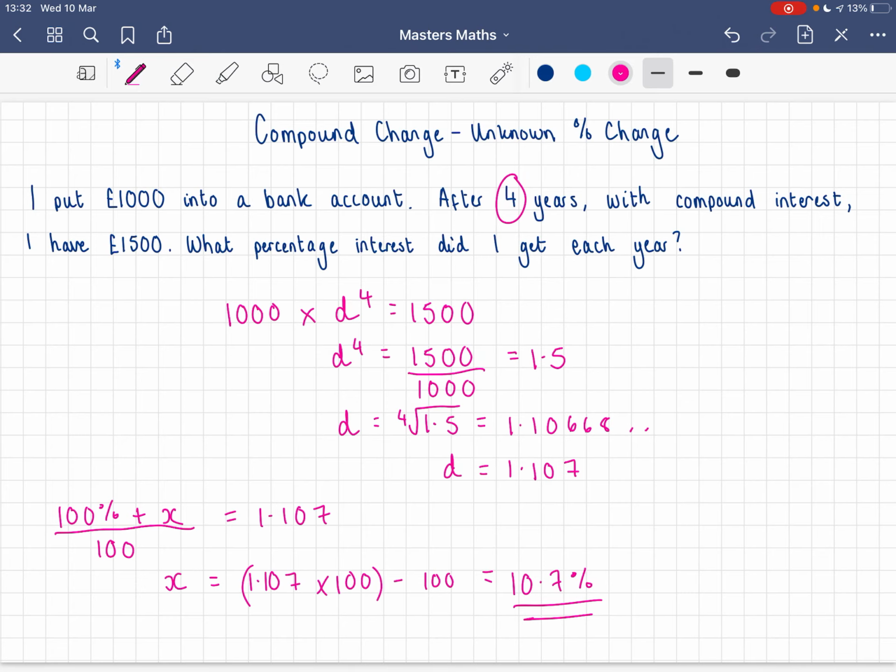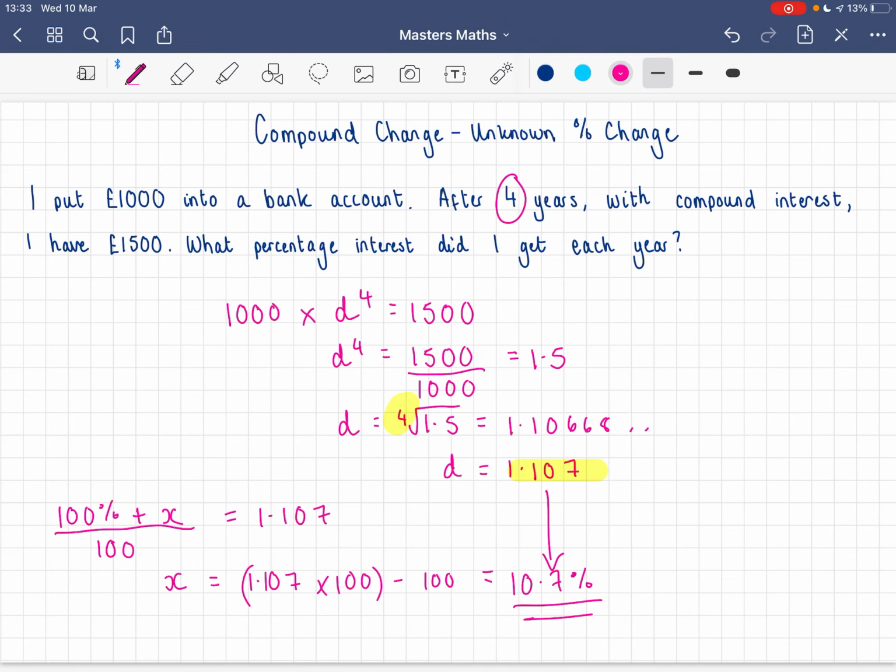And like I say, those are the tricky parts that people tend to forget or tend to get wrong, which is doing the fourth root and not just dividing by 4. Don't do that, please. Remember, it's d to the power of 4. The opposite of that is doing the root. And then this part is taking the decimal multiplier and converting it back into a percentage.